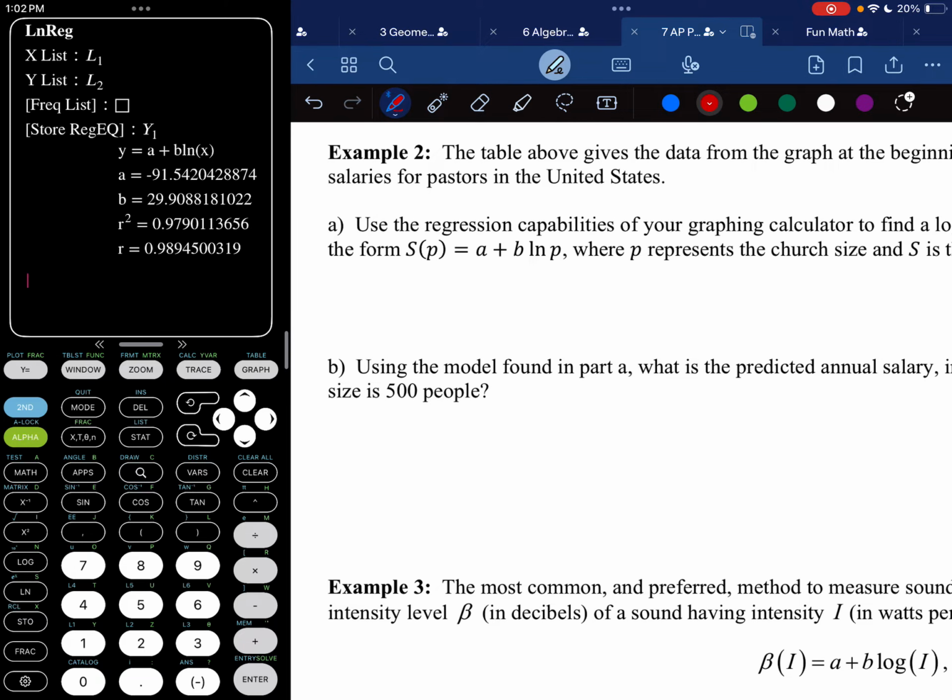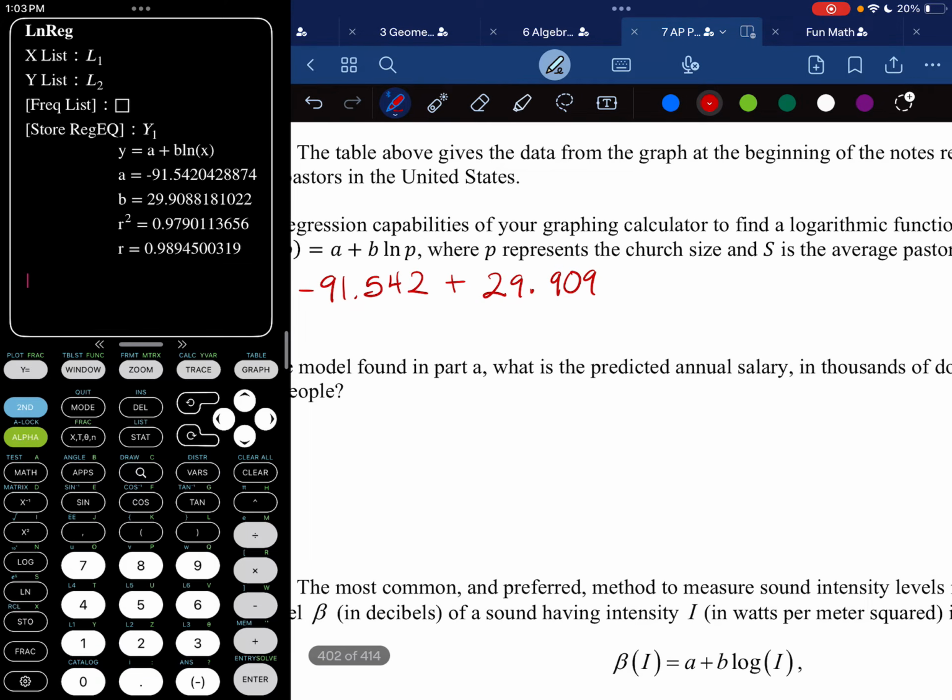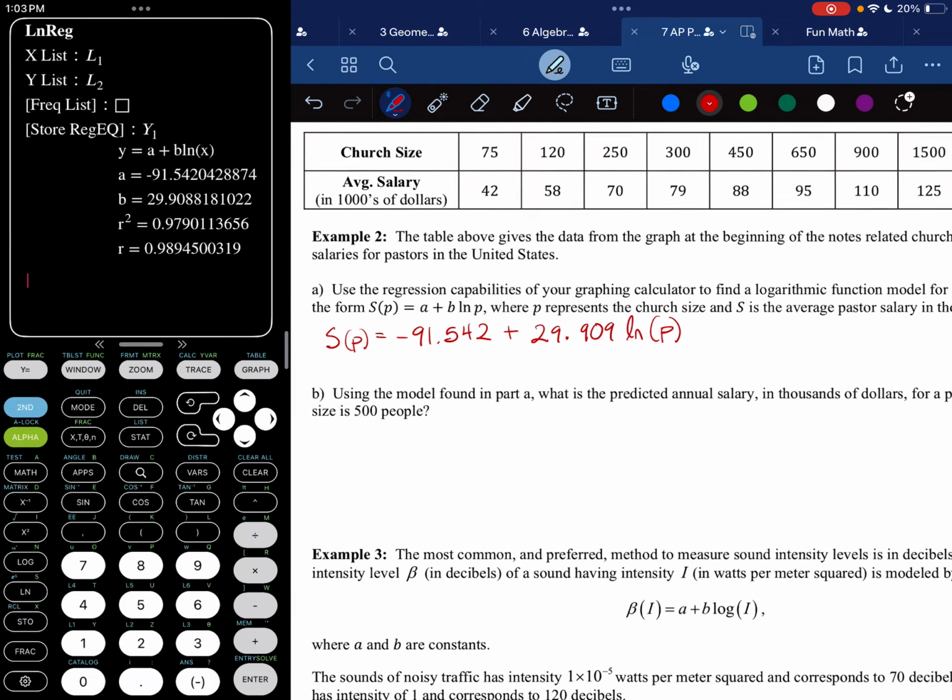I'm going to say that our function S of p is equal to a, which we found as negative 91.542. I'm just going to leave it with 3 decimal places, plus b, which is 29.909, 3 decimal places again, and then natural log of p. Don't need parentheses, but I'm going to add them anyway.